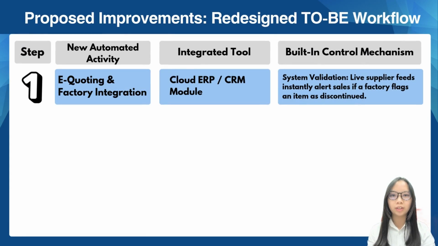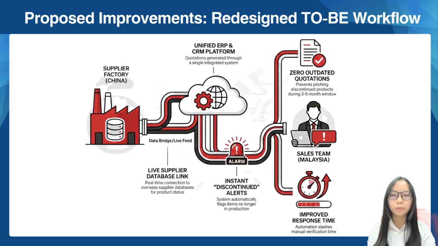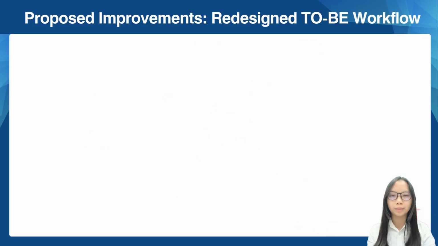First, quotations are generated through an integrated ERP and CRM platform connected directly to the supplier database. Whenever a product becomes discontinued, the system automatically alerts the sales team. This prevents outdated quotations and improves response time to customers.